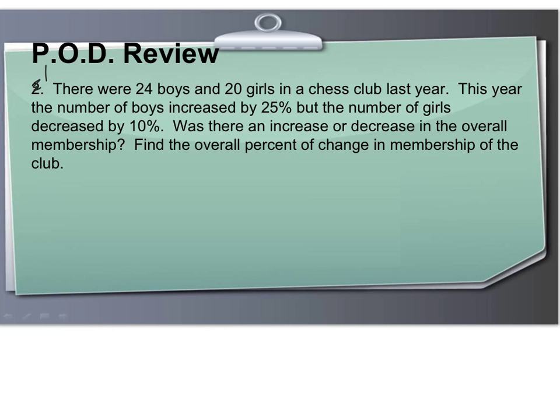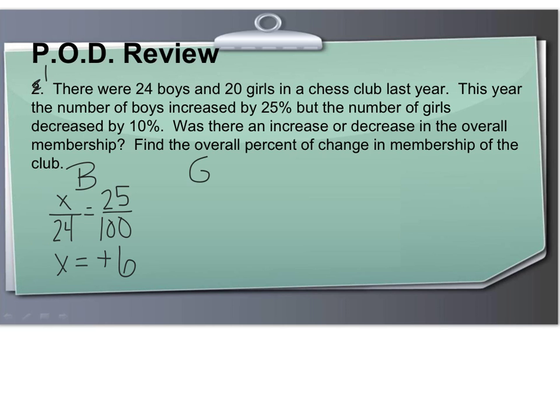All right, well, let's start with the boys first. The boys increased by 25%, and there had been 24 boys. So if I set up my proportion, I'm not sure how many it was increased by quite yet. There were 24 boys, and that's an increase of 25%. When I work that out, I will find out that there are going to be 6 more boys in the chess club.